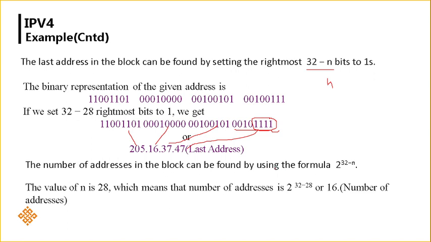and the number of addresses in the block can be found by using the formula 2 power 32 minus n. So as I told you, 2 power 32 minus n. Here n is nothing but the slash n network ID. The n is nothing but 28. So 2 power 32 minus 28, which is 2 power 4, which is nothing but 16. So the total number of addresses we have is 16. In this way, by knowing one address of the block, we can easily identify the first address, the last address, and the total number of addresses in that particular network.